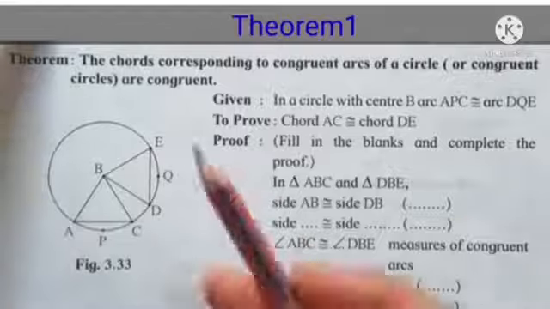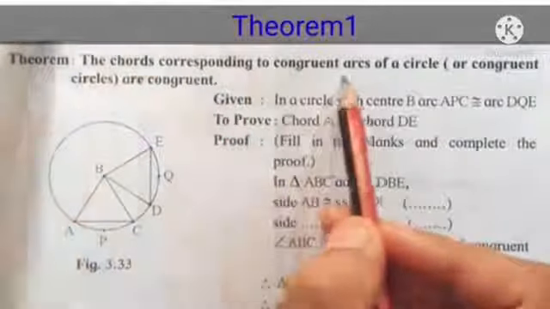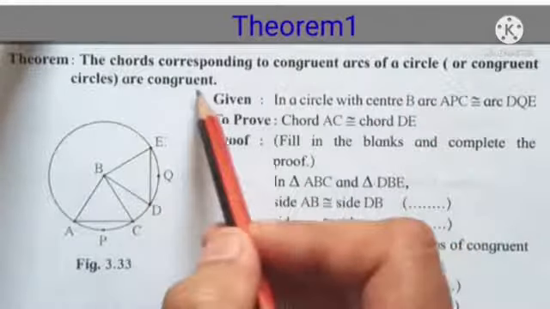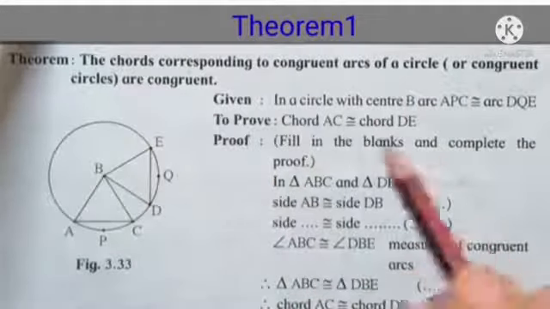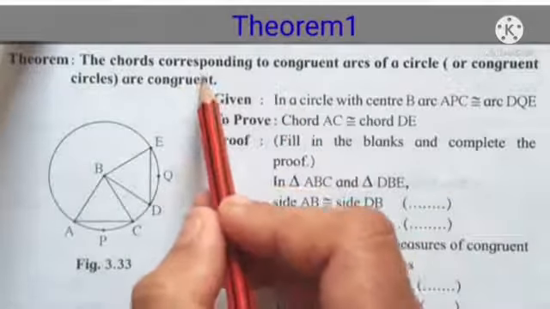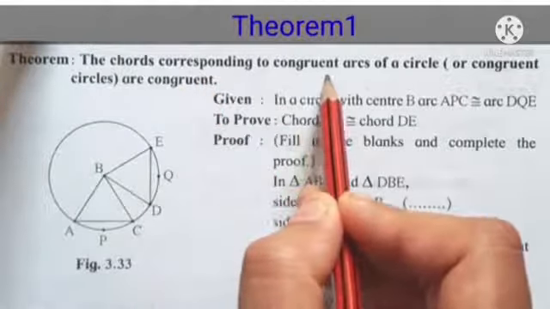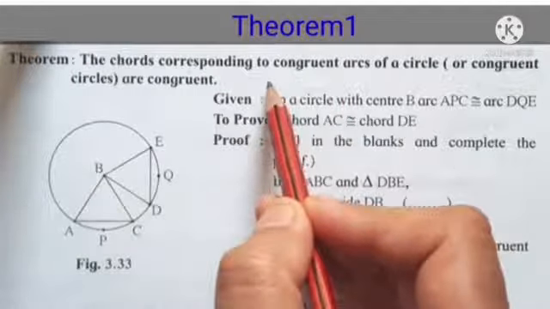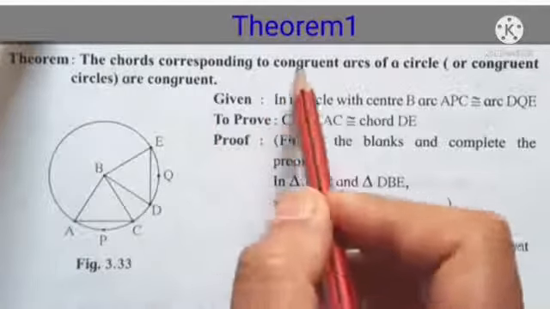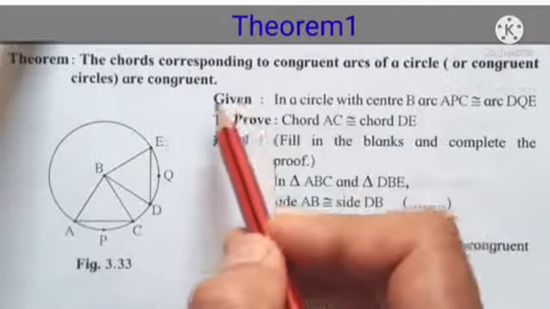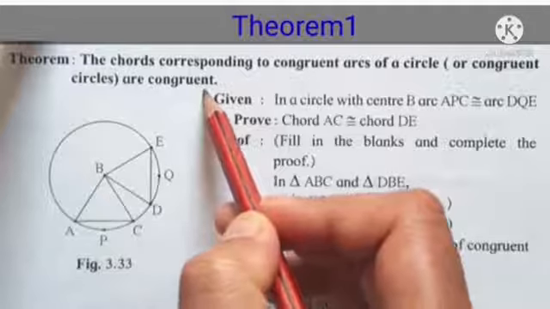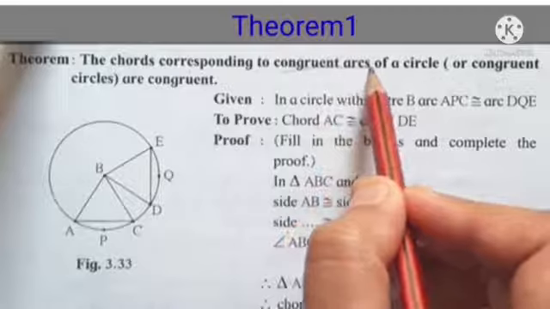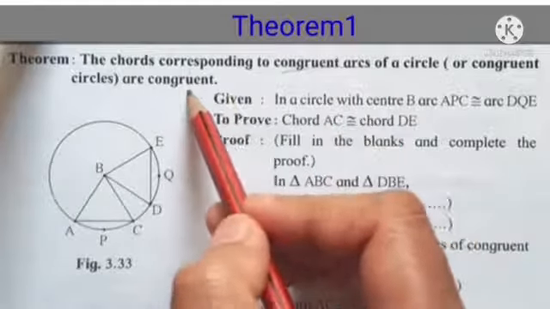See the theorem. The chords corresponding to congruent arcs of a circle or congruent circles are congruent. What we have to prove here? If the arcs are congruent, then the corresponding chords are also congruent. Understand the meaning first? If the arcs are congruent, then the chords are also congruent.